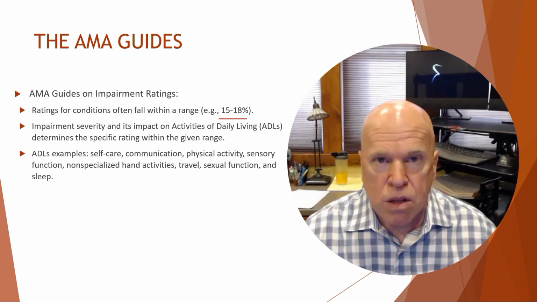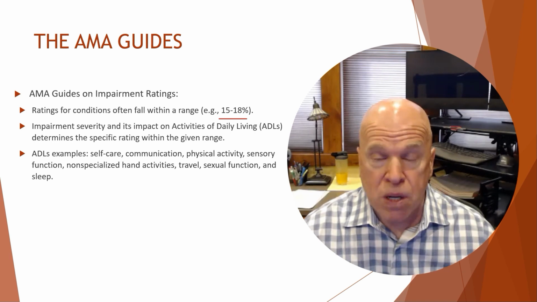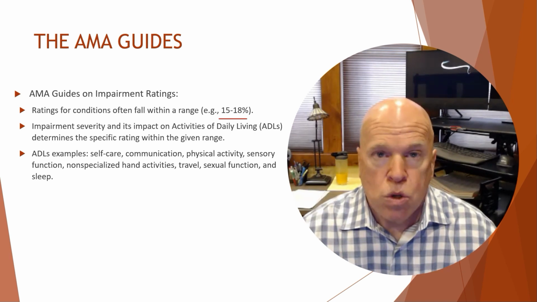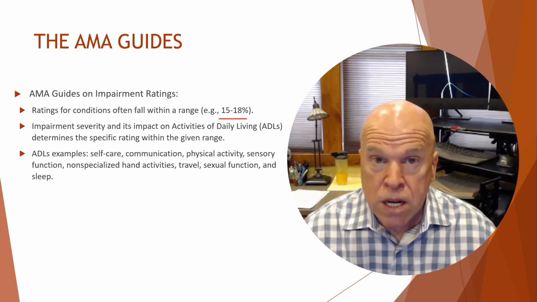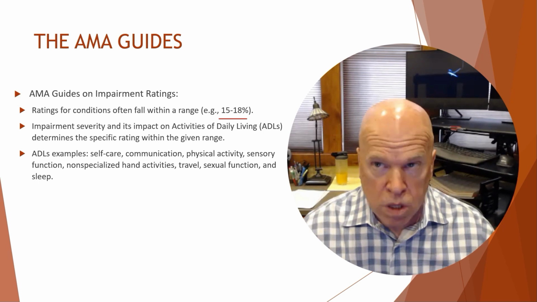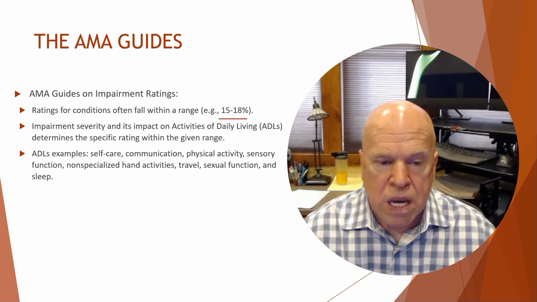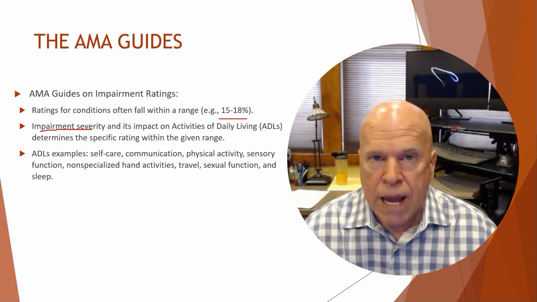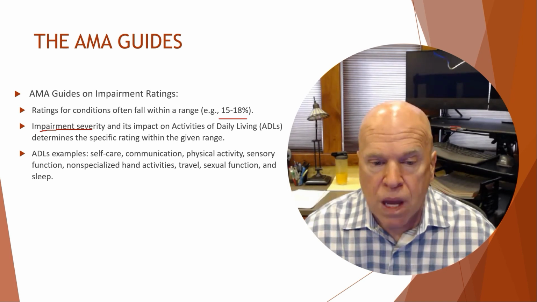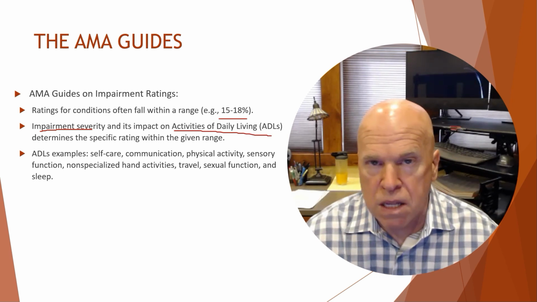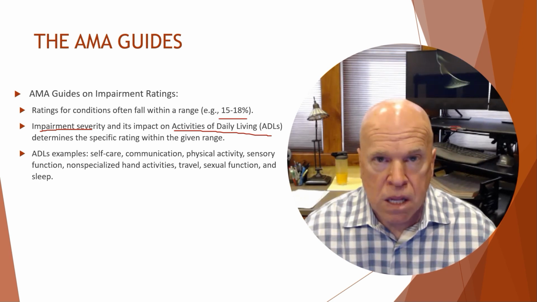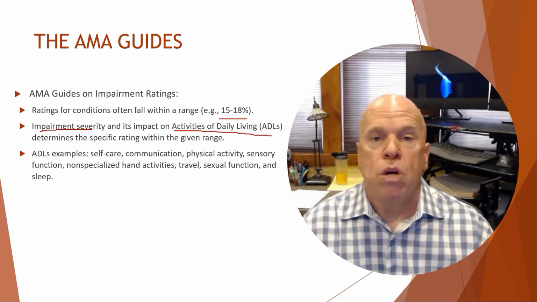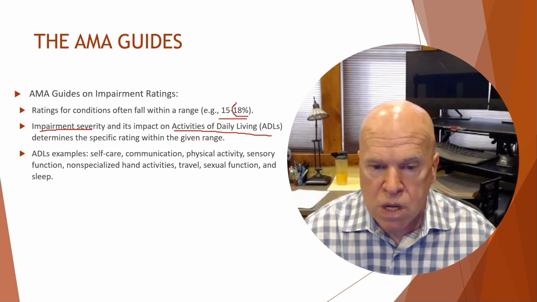And you as the qualified medical evaluator can assign your examinee a particular value within the range by using your clinical judgment. And the guides tell us that the value that you select within the range is based upon the severity of the impairment and the impact of that impairment on the examinee's ability to perform activities of daily living, whereas greater impact on activities of daily living will justify the use of a higher value within the range. For example, the 18% value compared to the 15% value.